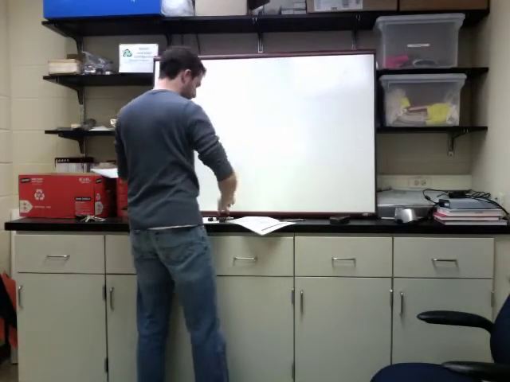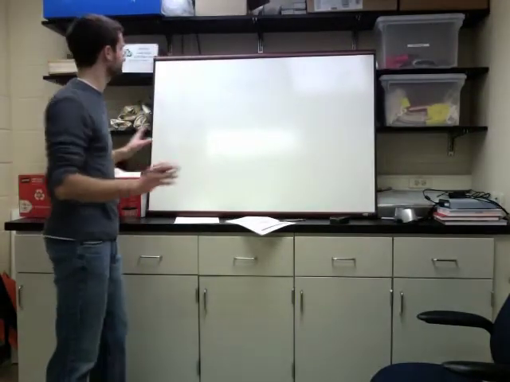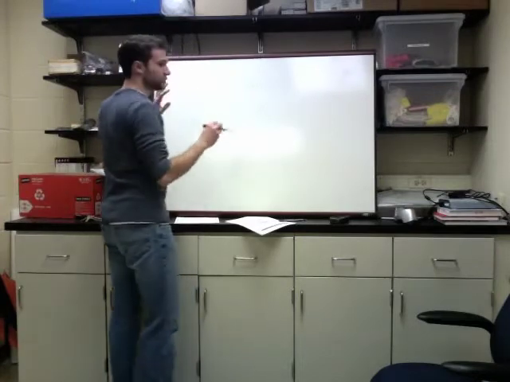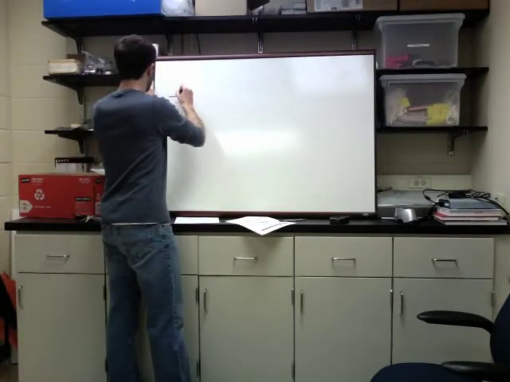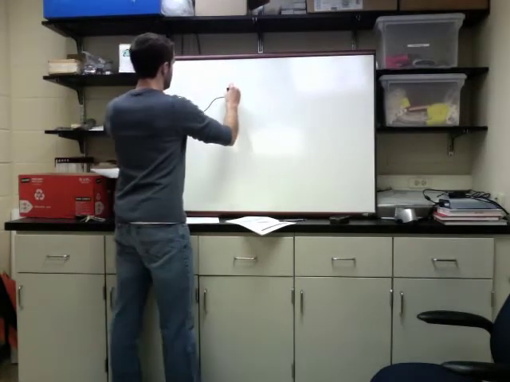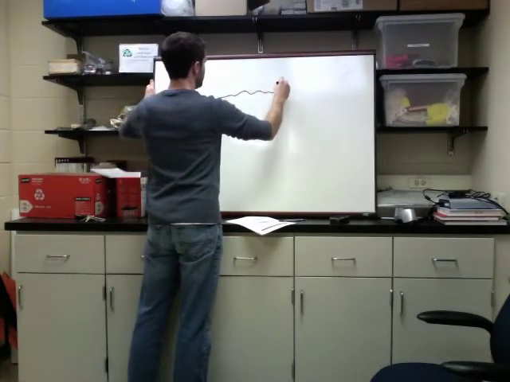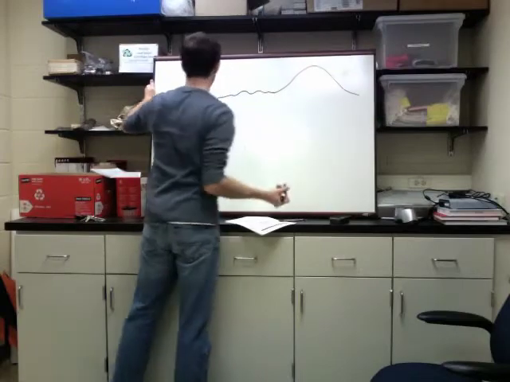Okay, so let me draw a picture of what I'm talking about here. I'm going to draw a side view first. So let's say that we're looking at some area of ground, and there's a pond right here, and the ground's kind of bumpy, and then we've got this mountain over here. Okay?